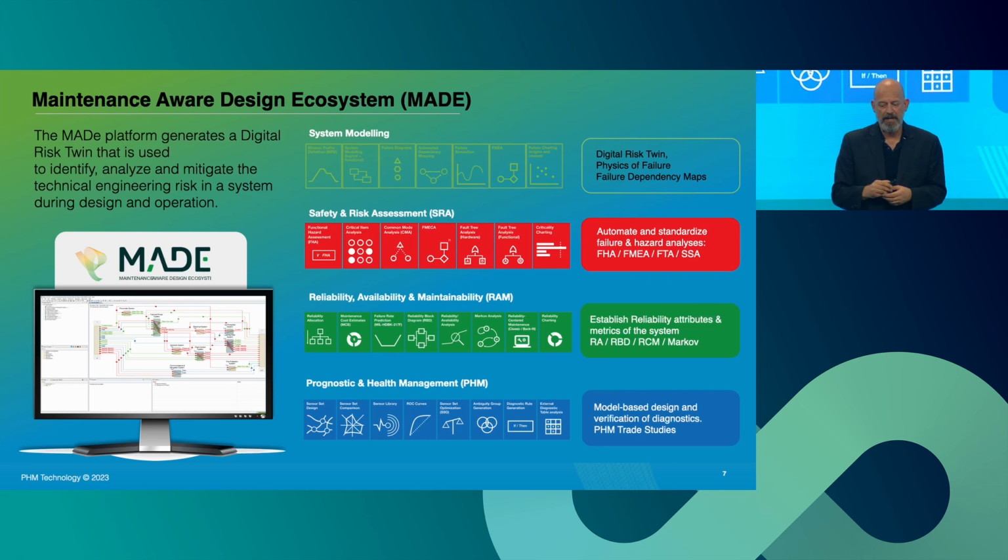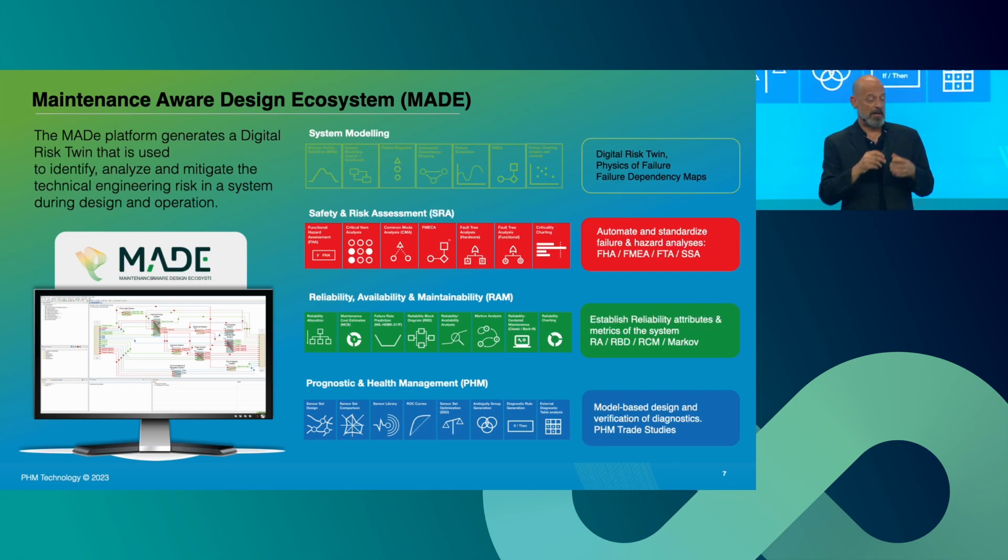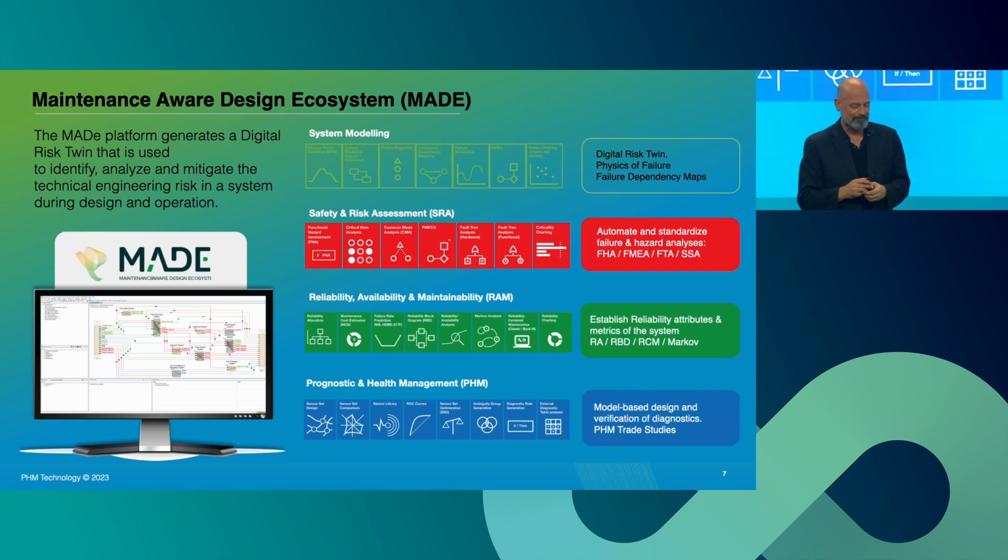So the PHM module allows you to identify what combinations of sensors need to be on the system, different configurations of sensors, including the built-in tests, the control sensors and everything that might be there, and then run trade studies around whether it's more effective to have additional sensors to monitor that equipment or not.